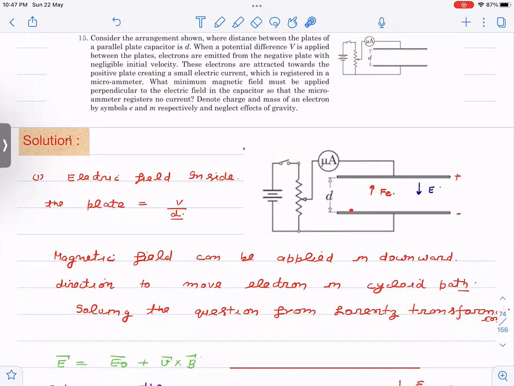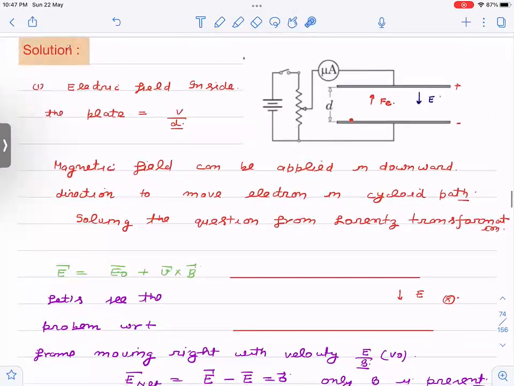Now the question is, what minimum magnetic field must be applied perpendicular to the electric field in the capacitor so that the micro-ammeter registers no current? Denote charge and mass of the electron by e and m respectively, and we don't have to consider gravity. So let us see the analysis. The electric field inside is V by D, right? V equal to ED formula. Since it starts with negligible velocity, we can apply the magnetic field in the downward direction. So we can apply the magnetic field like this.